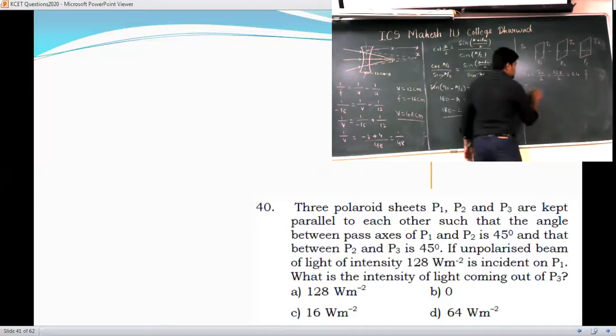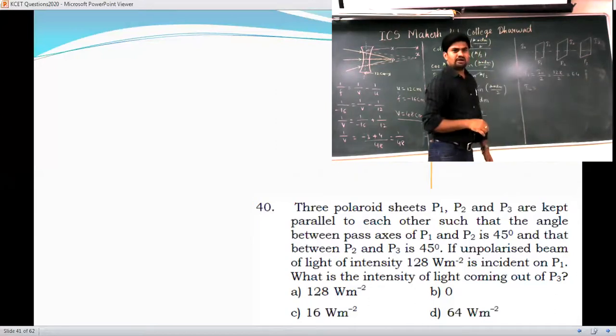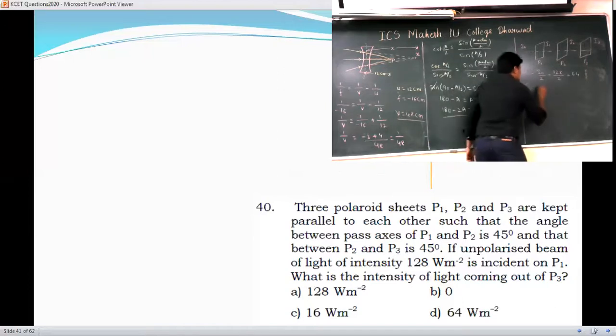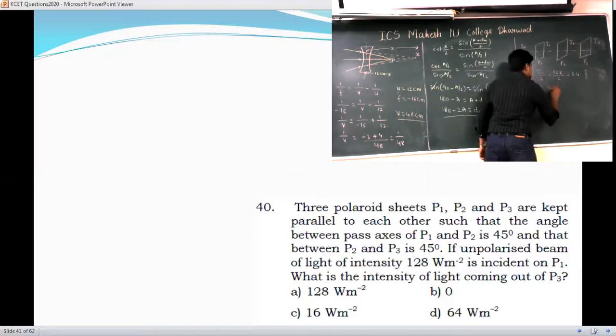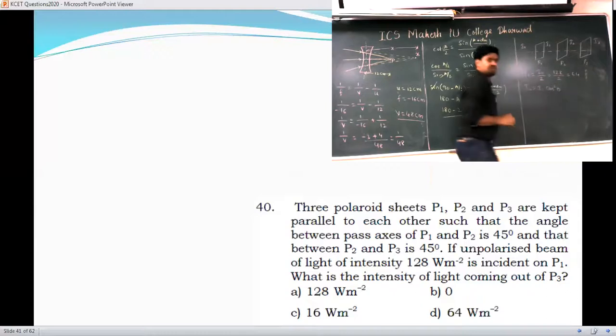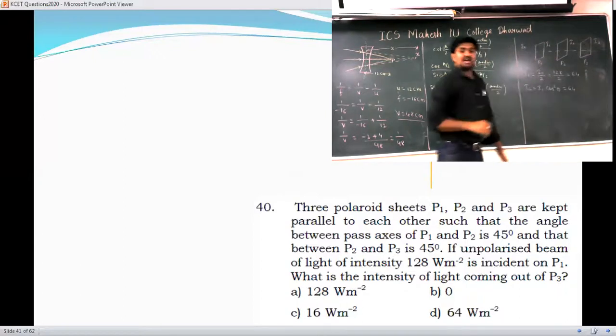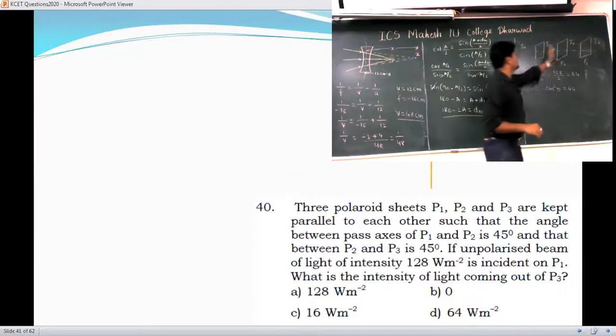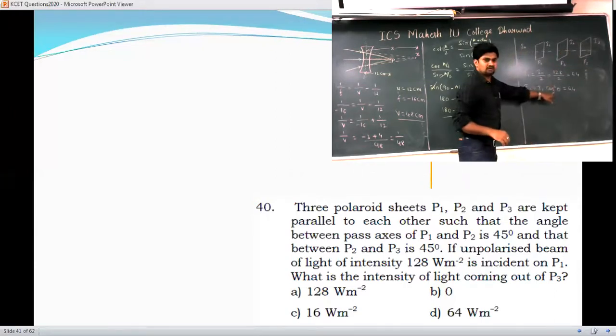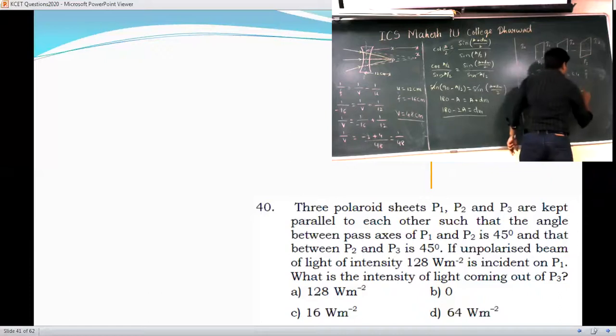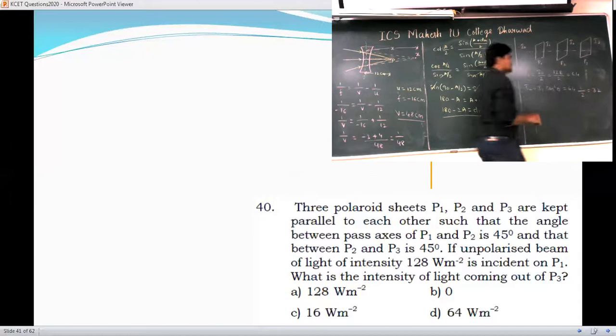Now I2 is equal to what? According to Malus law, it is I1 into cos square theta. What is I1? I1 is 64, into cos square theta. What is the angle between P1 and P2? They have given 45 degree. So what is cos 45? 1 by root 2. 1 by root 2 square is 1 by 2. So how much are you getting? It is 32. Got it?